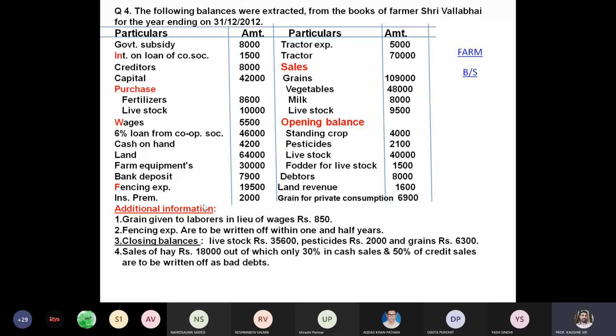Point number 2, fencing expenditure are to be written off within the 1.5 years. 1.5 years means 2/3.